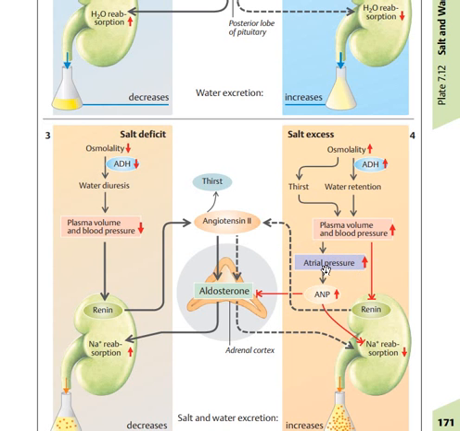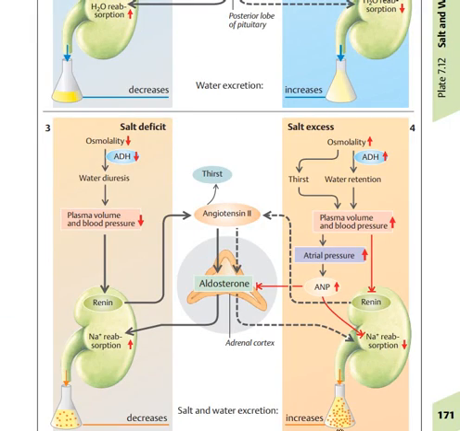As the arterial pressure increases, it's going to make the atrial cells of the heart secrete ANP, atrial natriuretic peptide, which is going to inhibit the secretion of aldosterone and also cause sodium ion reabsorption to be reduced. This is why sodium ion is going to be much more released in urine.